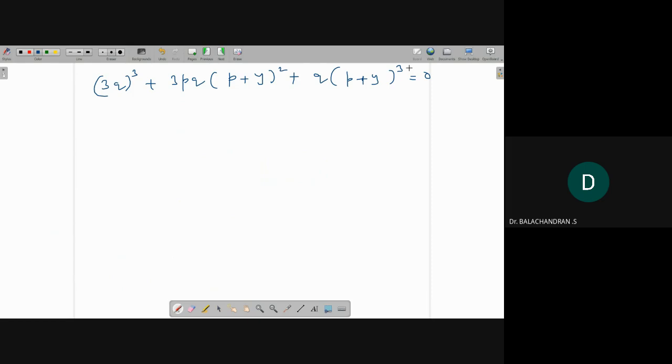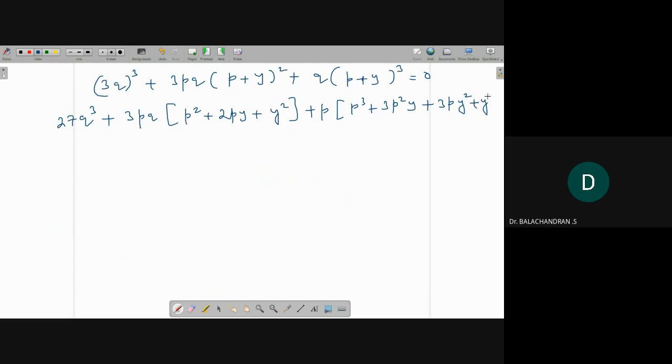So the remaining part is simplification. So simplified, tell: 27q cube plus 3pq (a plus b) whole square, p square plus 2py plus y square, plus p into (a plus b) whole cube, p cube plus 3p square y plus 3py square plus y cube is equal to 0.